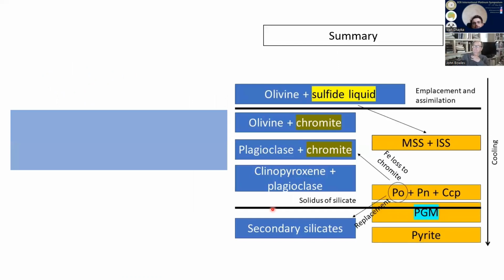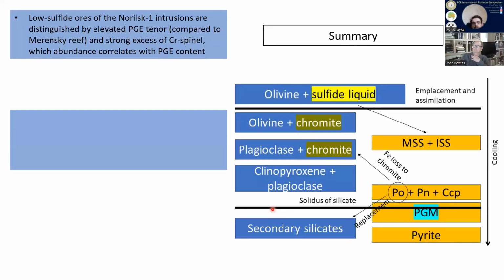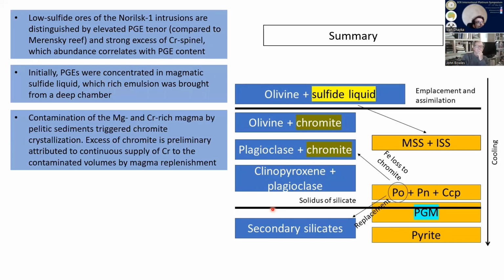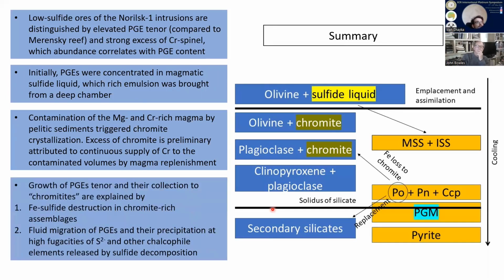So to summarize the talk, I will repeat the following important conclusions about the Noril'sk low sulfide ores. First, low sulfide ores of the intrusion are distinguished by elevated PGE tenor and a strong excess of chrome spinel, whose abundance correlates with PGE content. Initially, we suggest that PGE were concentrated in magmatic sulfide liquid, a rich emulsion brought from a deep chamber. Contamination of the magnesium- and chromium-rich magma by pelitic sediments triggered chromite crystallization. Excess of chromite is preliminarily attributed to continuous supply of chromium to the contaminated volumes by magma replenishment.